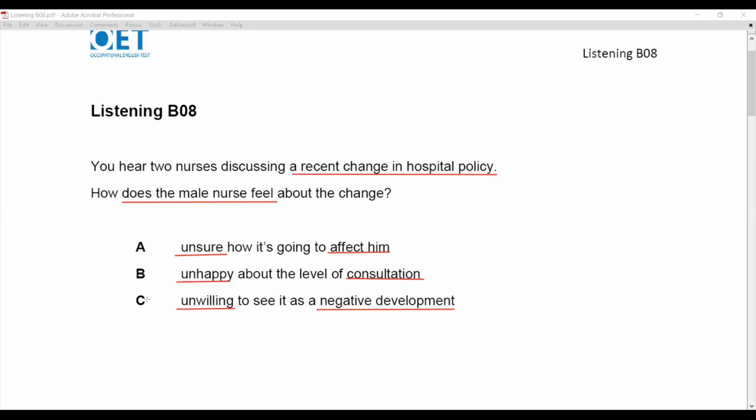So C is positive, A is neutral, unsure how it is going to affect him. So he is not sure whether it will have any positive impact or negative impact. Whereas B says that he's not happy about it. Okay, let us listen to this now and do it.